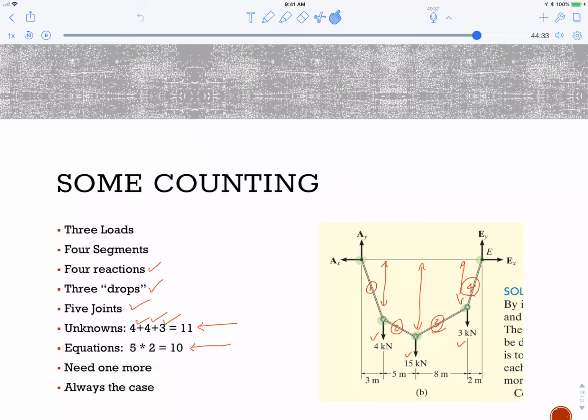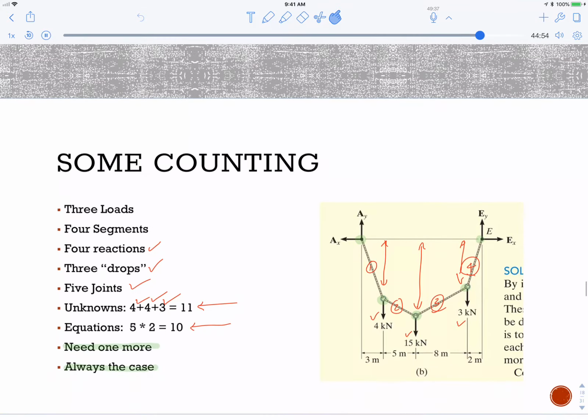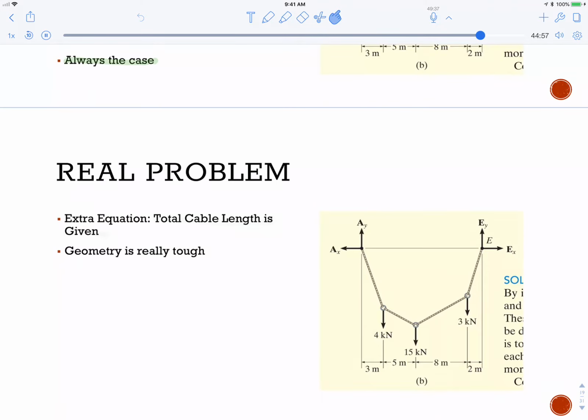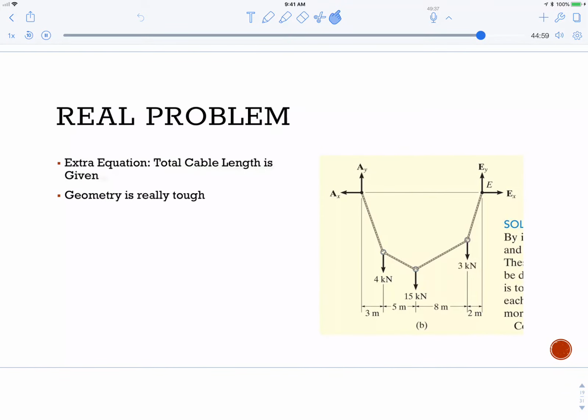You need one more equation, and this is always the case because every time you add another load, you get another segment, and it'll always be one more unknown than equation. So just believe me that you always need one more equation. Typically, in a real problem, the extra equation is I have 35 meters of rope or something like that. You know that the total cable length is given. You know how much cable that you have when you're going to tie this all up.